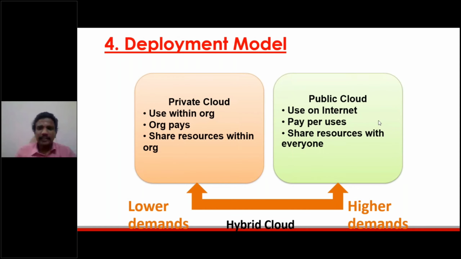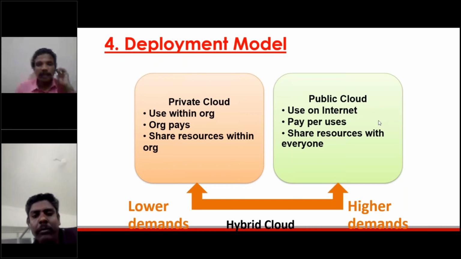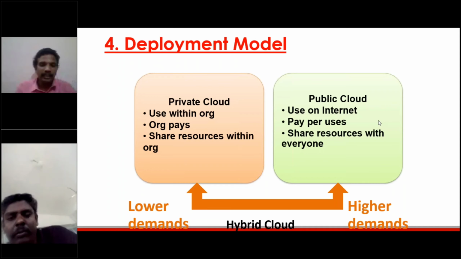Public cloud: the enterprise, the ISP, they are providing their services. Pay for computing as you use it. Whatever you are using, you can pay for that. But private cloud is highly secure because you have your own server, but the cost is high. In public cloud, the cost is less, but security is also less. So there is a combination of private and public cloud, which will be called hybrid cloud.